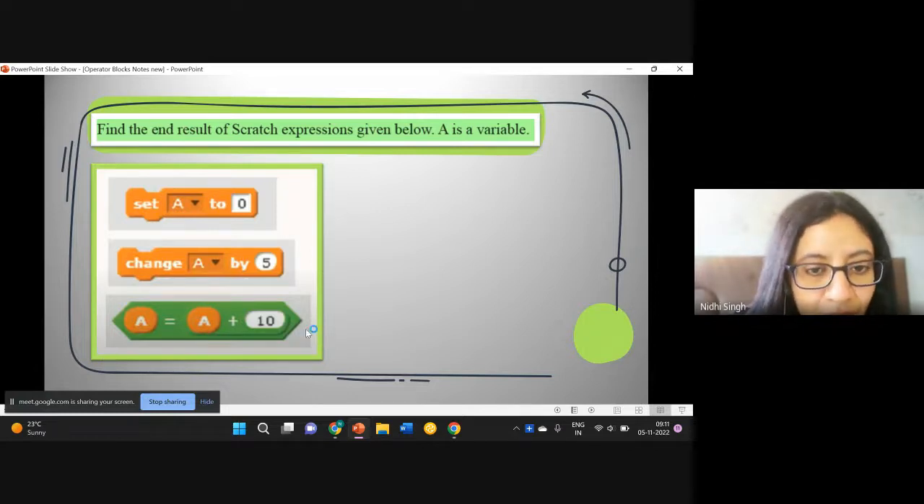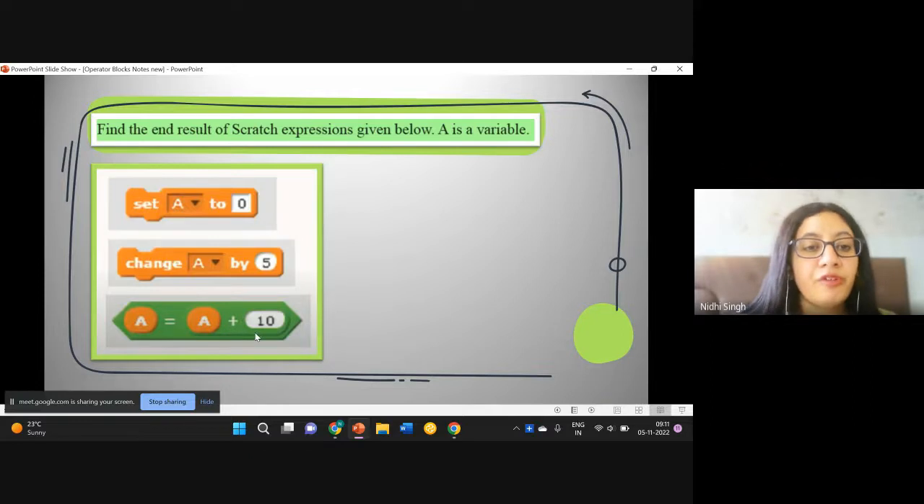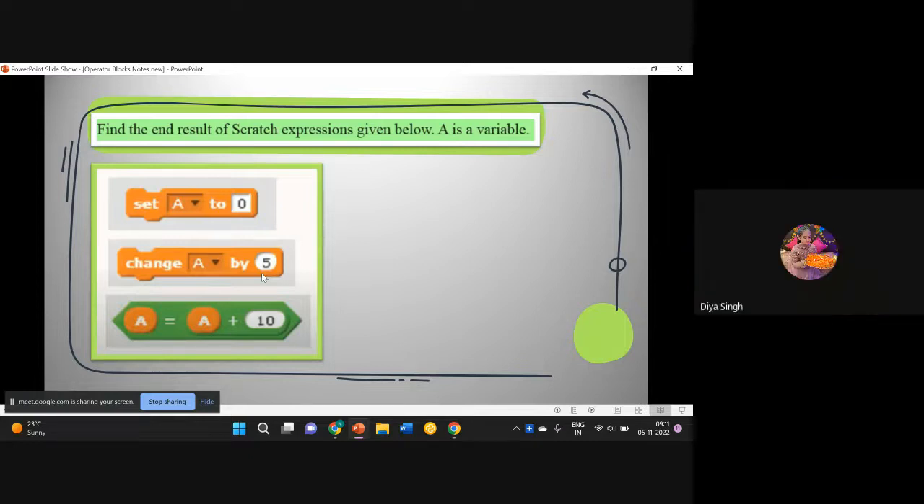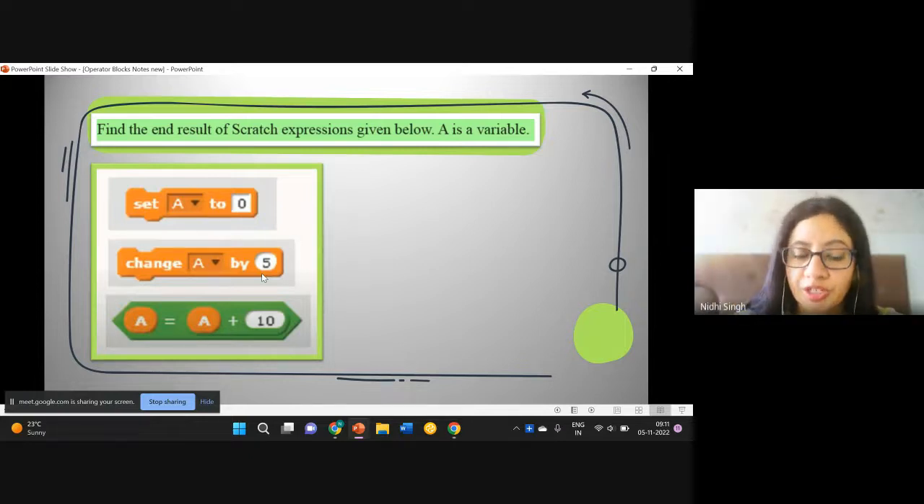Yes. So, just see the hexagonal shape of this block. How will we be using the hexagonal block? We have done this a number of times. Hexagonal blocks, ma'am, conditions. Yes, as a condition.